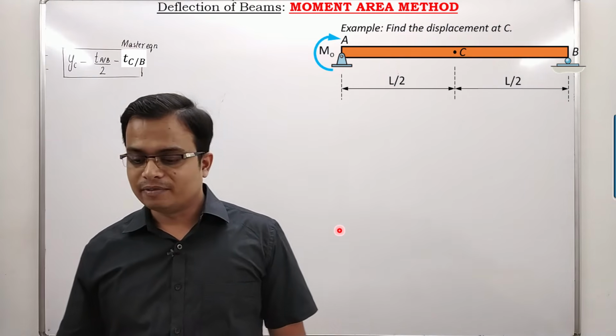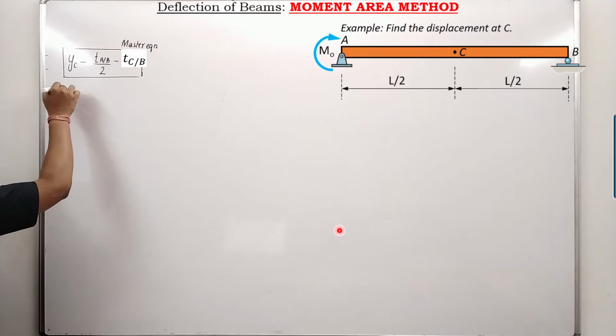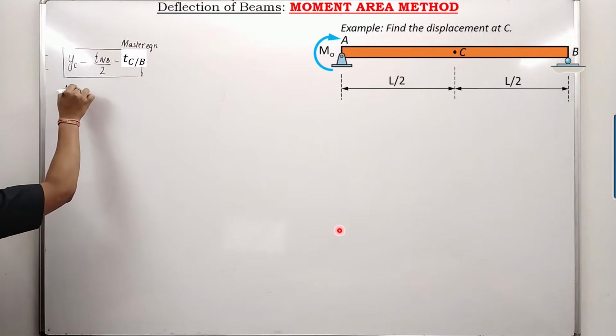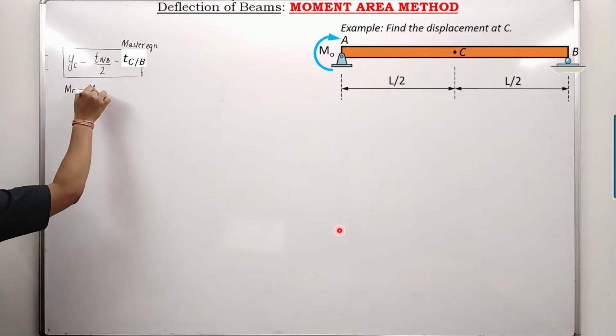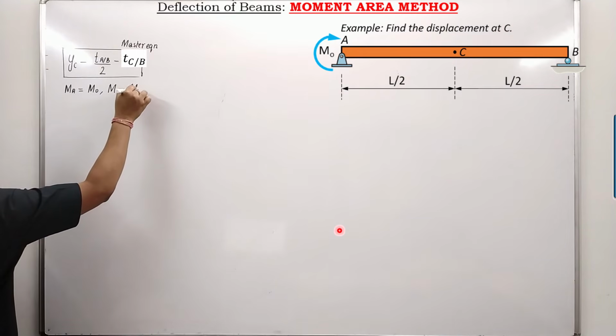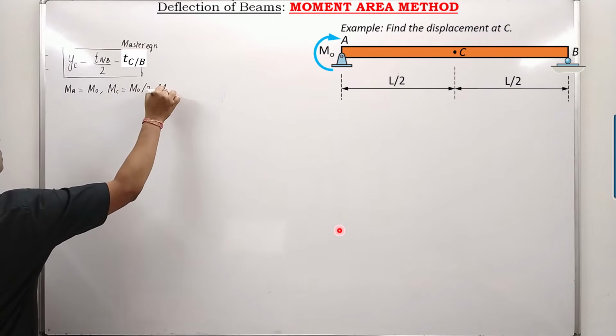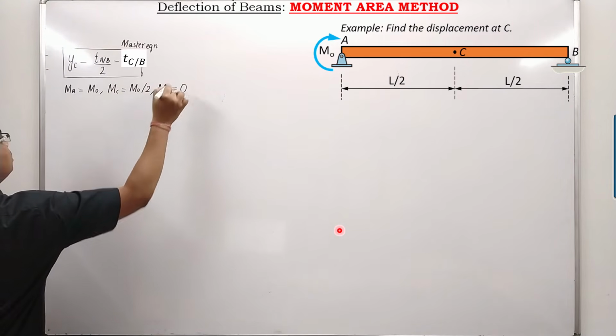Okay, let me plot the values. At A, bending moment worked out as simply M naught. Bending moment at C worked out as M naught over 2, and at the same time bending moment at B was 0. So let us plot.